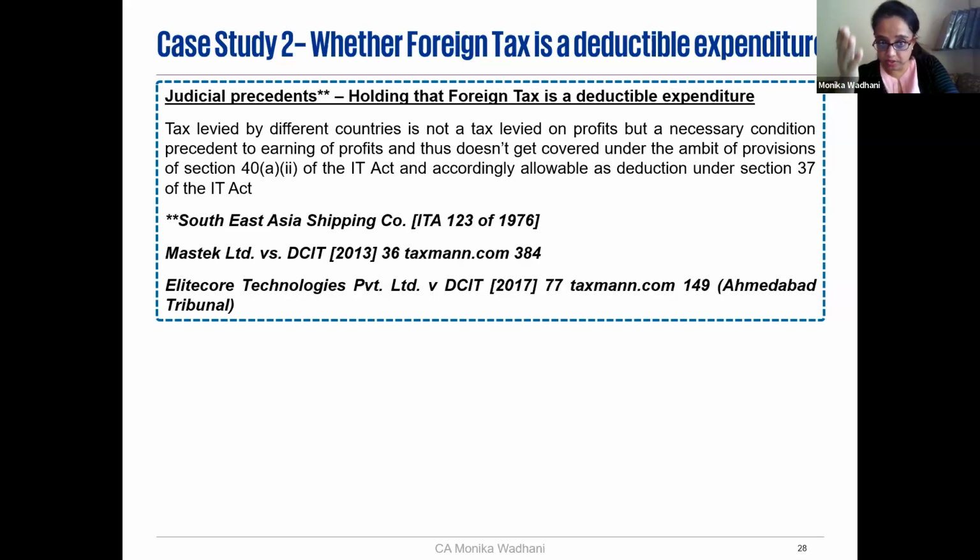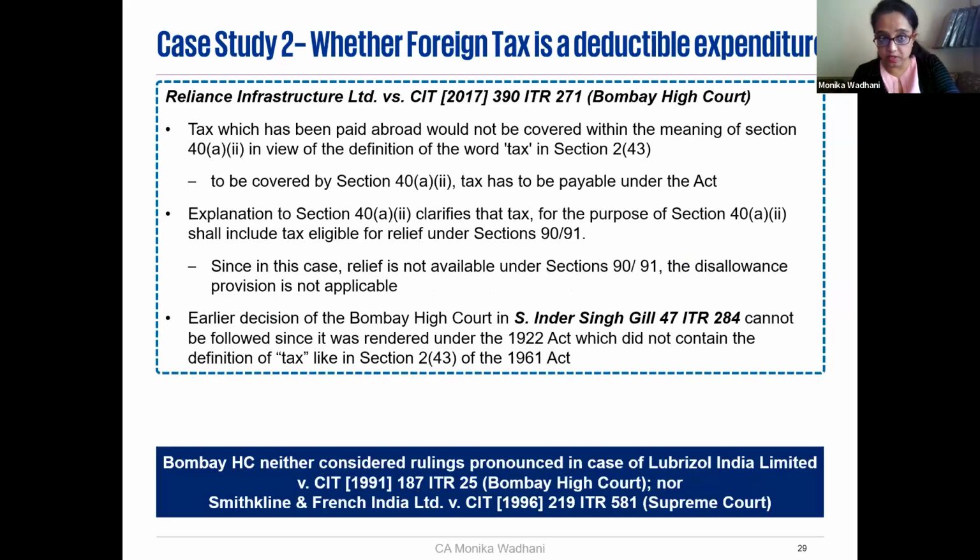So friends, these were another set of rulings wherein foreign taxes were allowed as a deductible expenditure. And thereafter, now we have the Reliance Infrastructure ruling by Bombay High Court, wherein the Bombay High Court has analyzed these terms and has held that to be covered under 48(2), tax has to be payable under the Act, which is under section 2 subsection 43. Explanation to 48(2) clarifies that tax for the purpose of 48(2) shall include tax eligible for relief under section 90 or 91. Since in this case, relief is not available under 90 or 91, disallowance provision is not applicable.